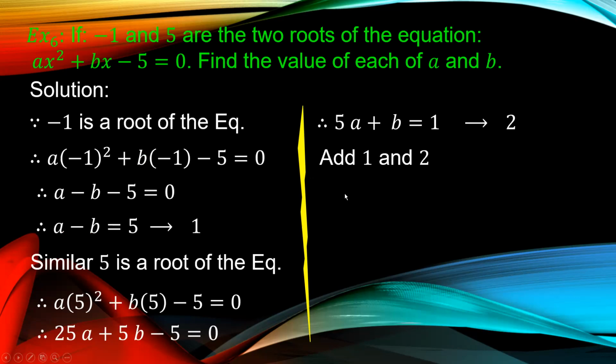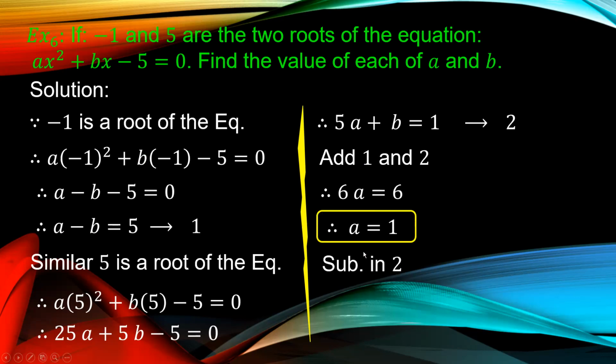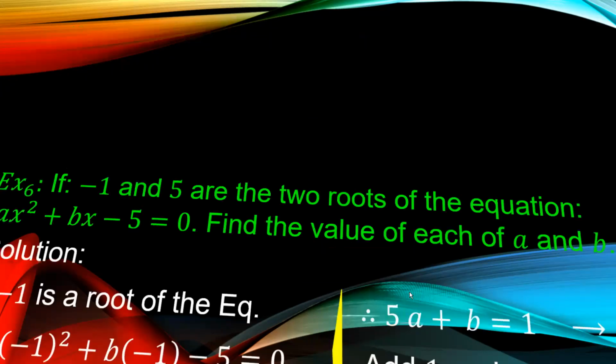I will solve the two equations together. Add the first and the second equation: a plus 5a is 6a, negative b plus b equals 0, 5 plus 1 equals 6, then a equals 1. Substitute in the first or second equation: then 5 plus b equals 1, then b equals negative 4. Then the value of a equals 1, b equals negative 4.